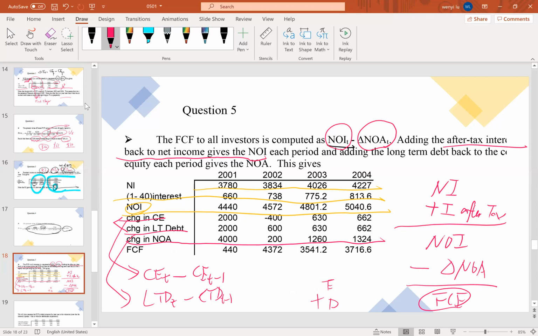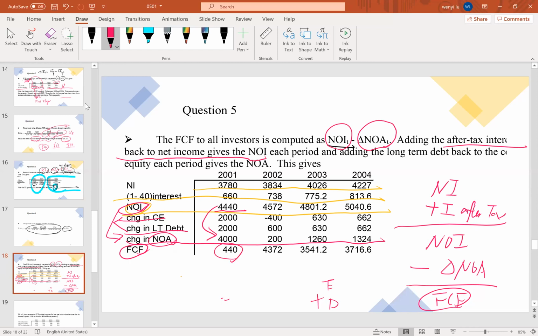If you take a difference, it will always measure the change of this asset. So after you add these two changes together, you solve the change in the net operating assets. So net operating income minus change in the net operating assets equals the free cash flow to the firm. You can see 4440 minus 4000 equals 440. And for 2002, this is the net operating assets, and this one minus this one equals the free cash flow to the firm.